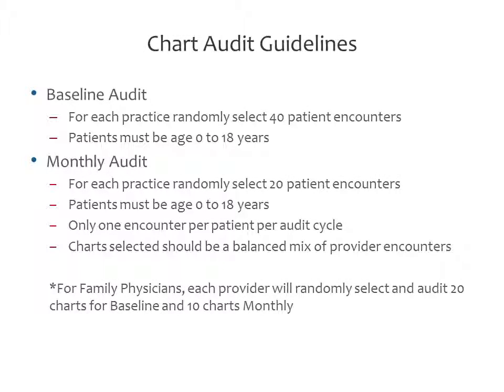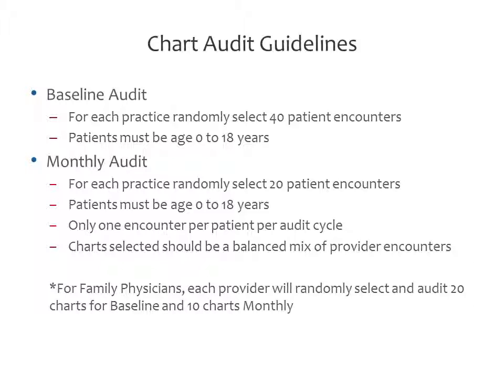Next, we're looking at chart audit guidelines for both baseline and monthly chart audits. For baseline audit, each practice will randomly select 40 patient encounters. Patients must be between the ages of 0 through 18 years of age. For monthly chart audits, each practice will randomly select 20 patient encounters. Again, those patients must be between the ages of 0 through 18 years of age, and only 1 encounter per patient per audit cycle. Charts selected should be a balanced mix of provider encounters.